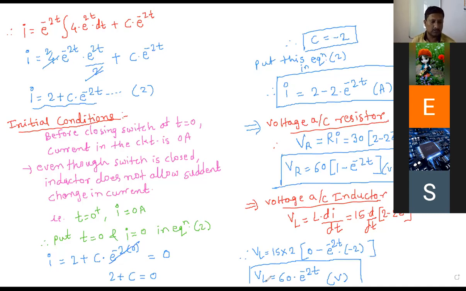Okay, so this is it for today's lecture. In the next lecture we can solve some more examples based on the RL circuit. Different varieties of problems which were already asked in university question papers and competitive examinations like GATE. Afterwards we can start the DC response of RC circuit. If there are any questions, you can ask, otherwise we can stop here.